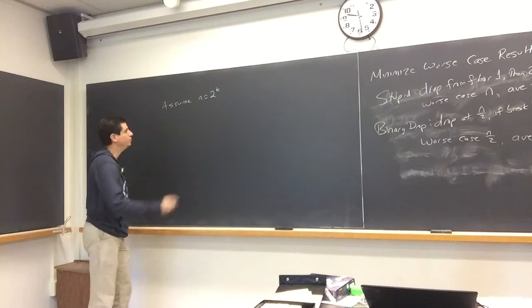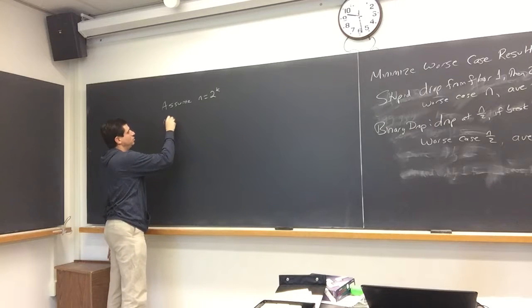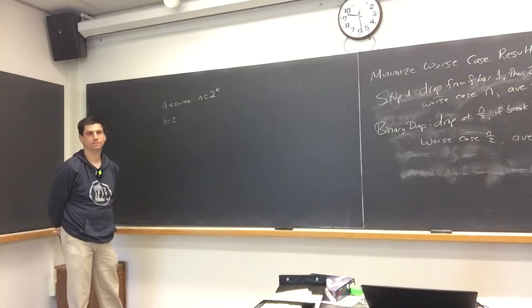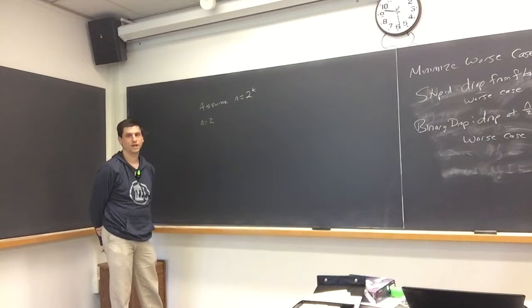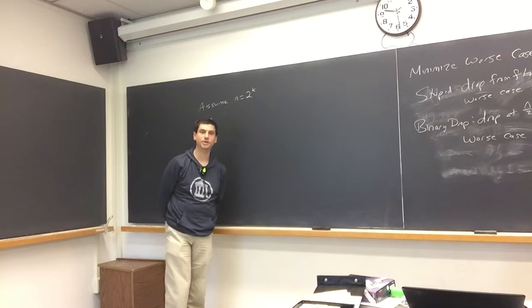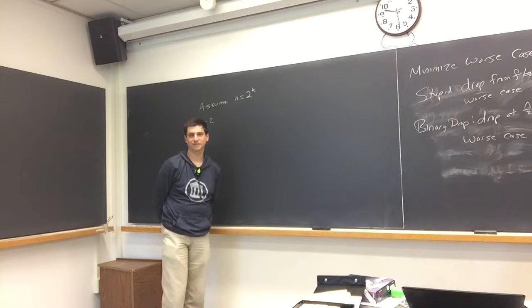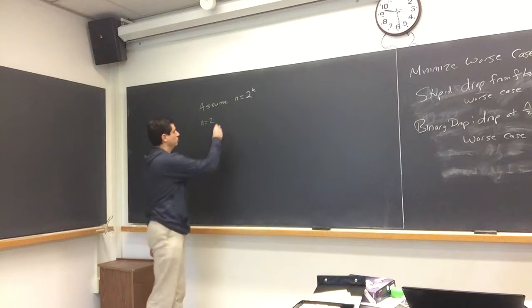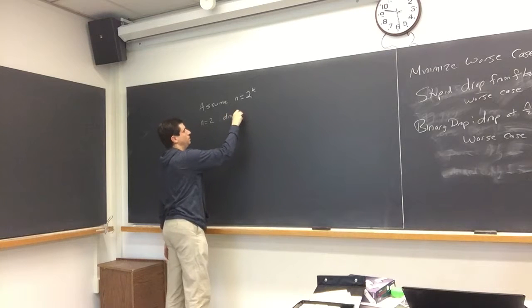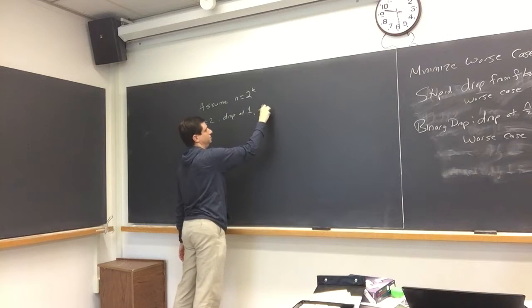All right, so if we have n equals 2, how many drops does it take? It takes 1 drop. We drop it at 1. If it breaks, we know the answer. If it doesn't break, so drop at 1, done.